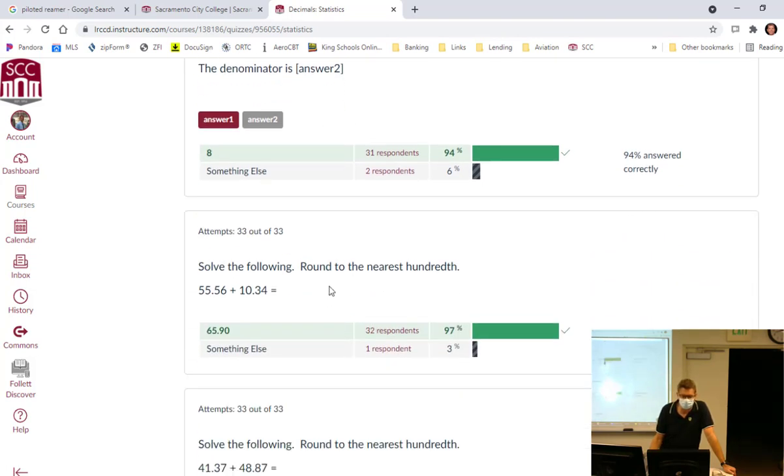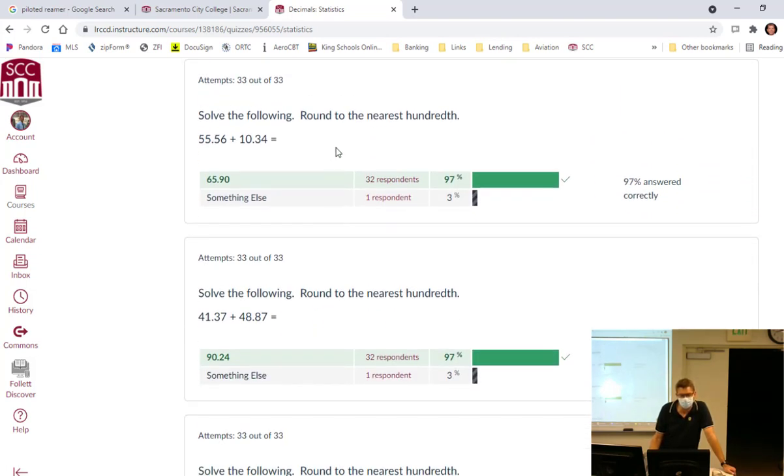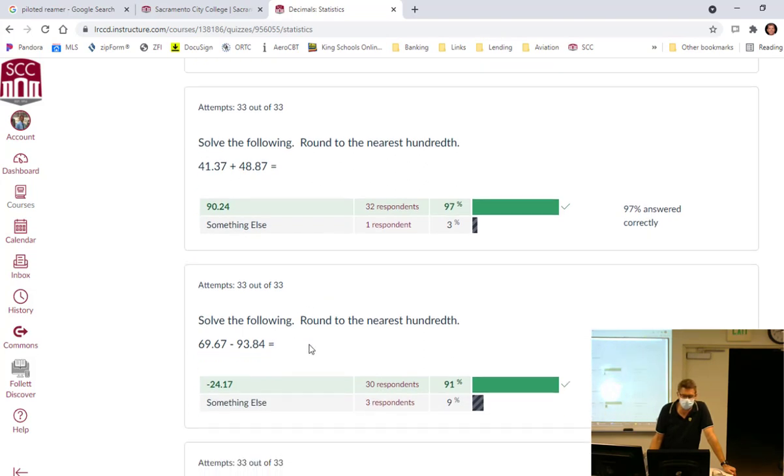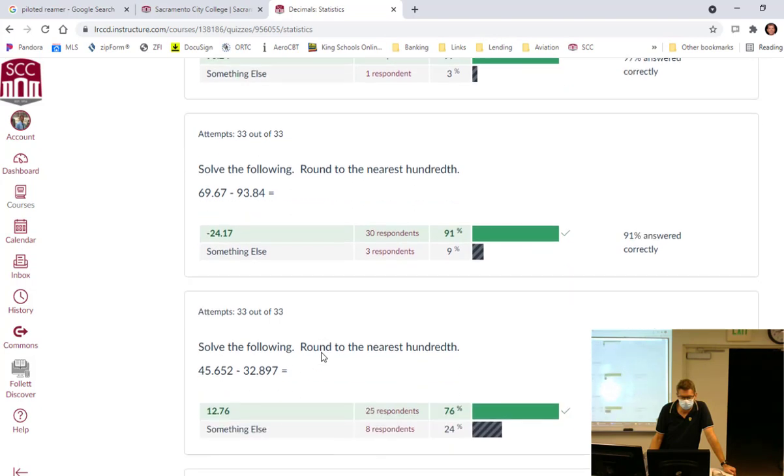All right. Round to the nearest hundredth. So tens, hundreds. All right, one person missed that one. So all you have to do is remember which place you're actually rounding to. Nearest hundredths. I missed that one because I added them together by accident.